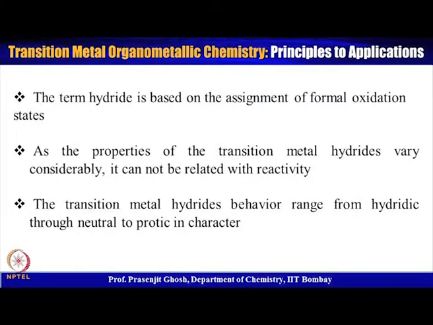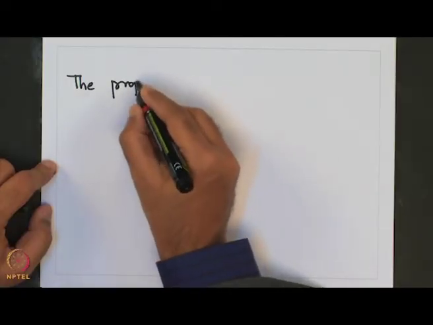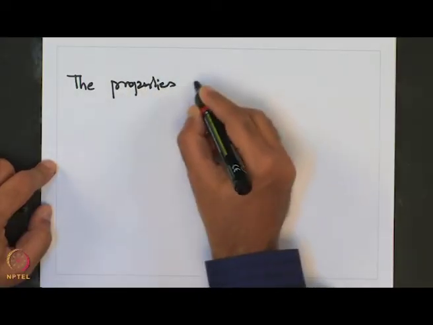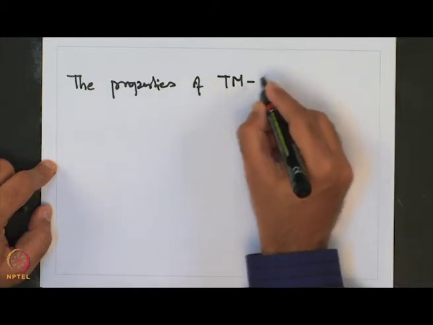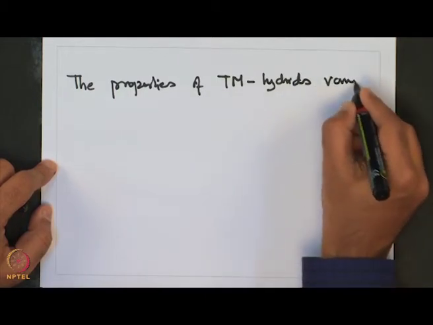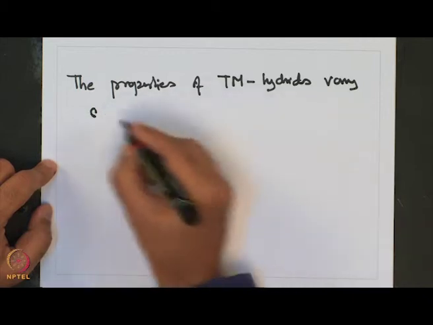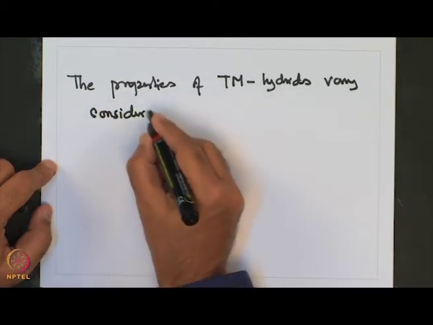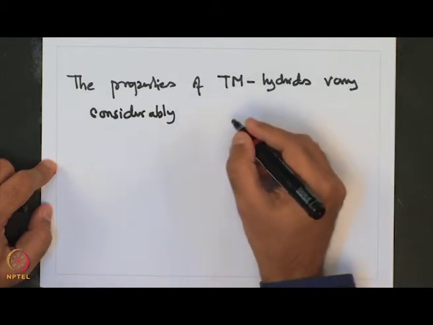So, with that in mind, one should realize that the hydride assignment depends on the formal oxidation state, and the properties of transition metal hydrides vary considerably. One must realize that the properties of transition metal hydrides vary considerably and cannot be related with reactivity.